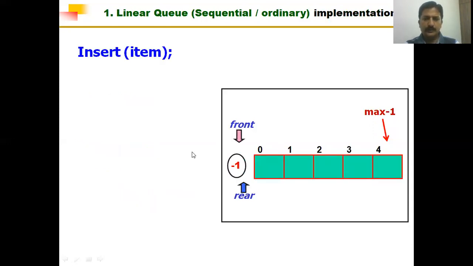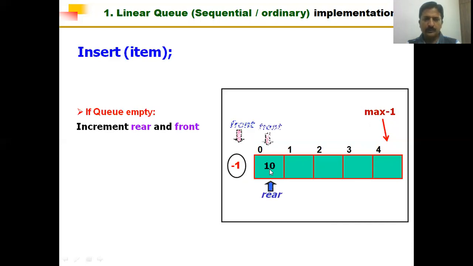Now how does the insert operation happen here? So for insert operation, it will check first whether the queue is empty. If the queue is empty, then rear and front both are incremented to point to the next element. Okay, both are incremented when the queue is empty. So for example, I want to add a value here. So rear and front both are incremented here and the 10 is inserted. Okay, so rear is also 0, front is also 0. They are pointing to the index 0, 10 is inserted.